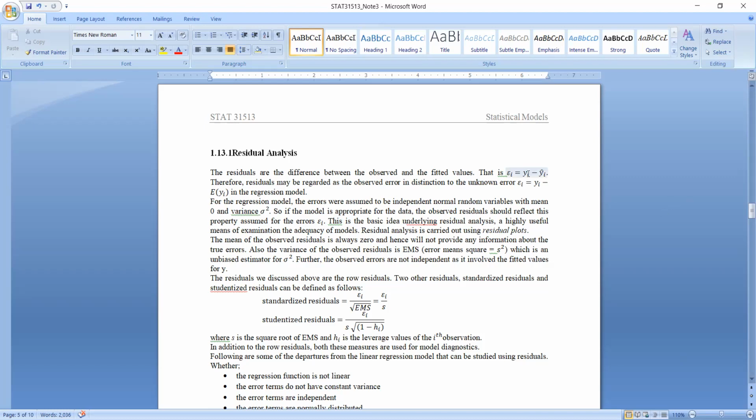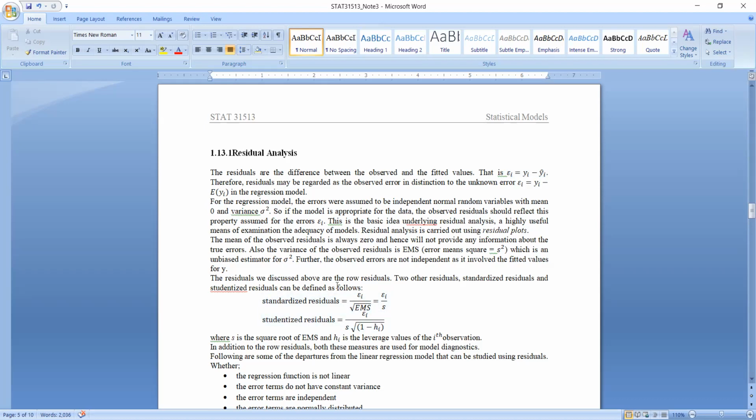So that is, the residual is equal to yi minus yi hat. And in this case, here we are talking about two important residuals. We can just take these residuals and conduct the residual analysis. And also, in some other cases, there are another two important residuals that we can use: the standardized residuals and studentized residuals.